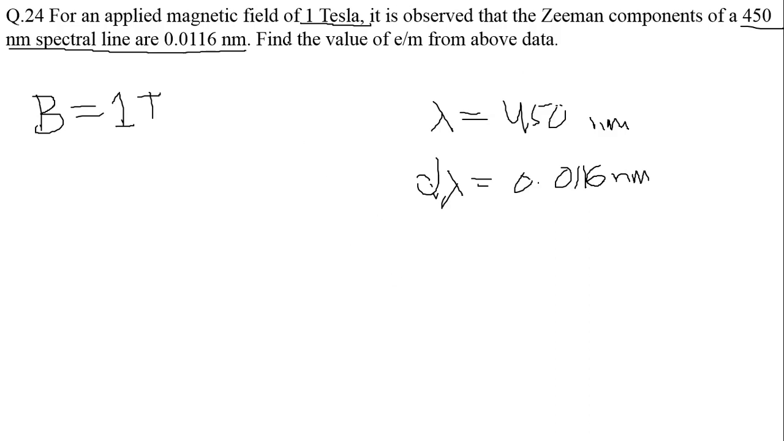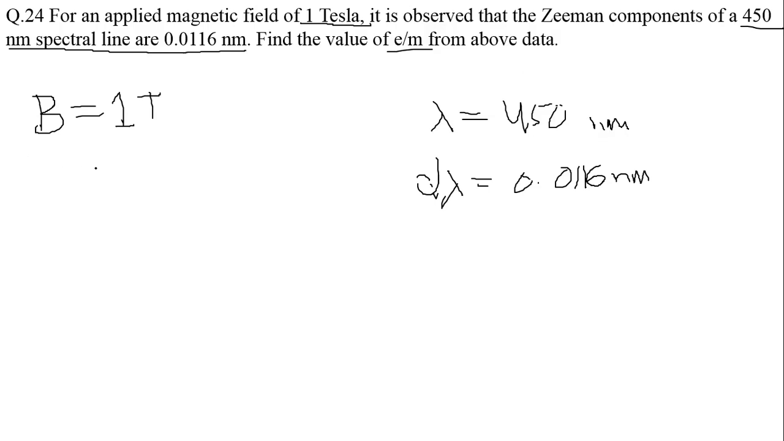So what do we have to find here? We have to find the value of e by m. But we know in case of Zeeman splitting, that is when an atom is placed in an external magnetic field, a single spectral line gets split into a number of spectral lines. So this is the spectral line and this is the splitting.